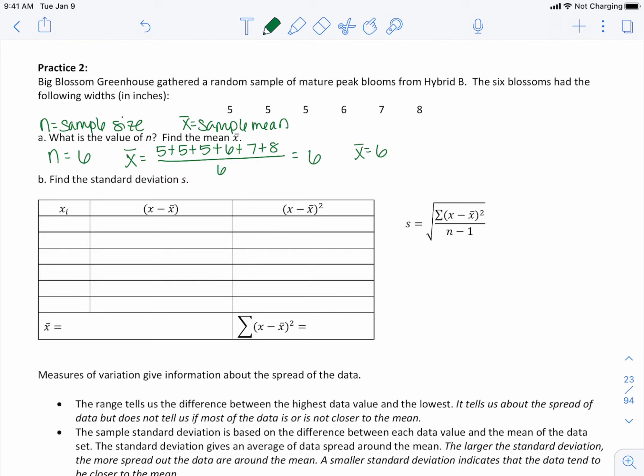Okay, so I'm going to fill this x bar in our table right here. X sub i means each of the individual values. So we have 5, 5, 5, 6, 7, and 8. Then we're going to do each value minus the mean. So 5 minus 6, which is -1.